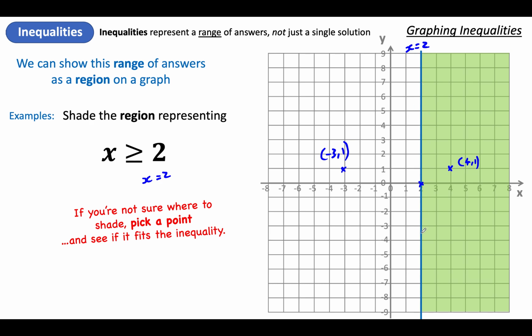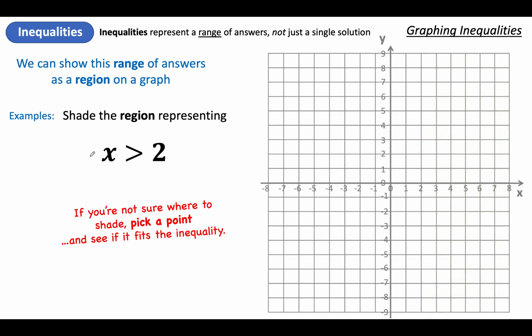Notice I've used a solid line here. Probably didn't think about that because it's always a solid line, isn't it? Well, I don't know. Let's have a look. What about if I wanted to do just x is greater than 2? Well, same thing. We're going to just pretend for the minute that it's actually x equals 2, just like we did before. Where's x equals 2? Well, that would be here.